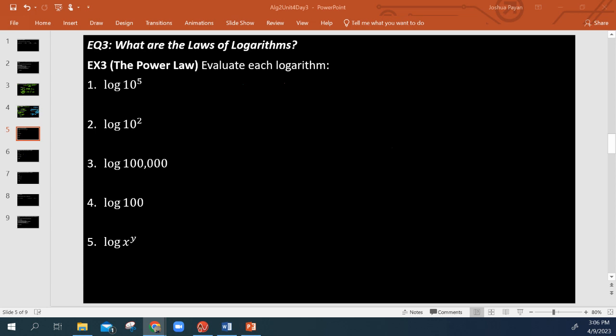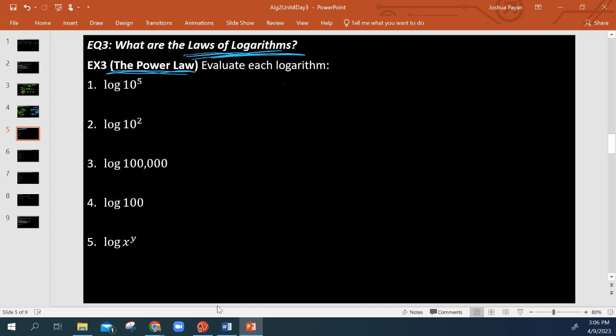Okay, this is our third video for Algebra 2, Unit 4, Day 3, and in it we are going to discuss the laws of logarithms. So this first one we're going to talk about is called the power law, and we can easily see how it works just by using common sense.